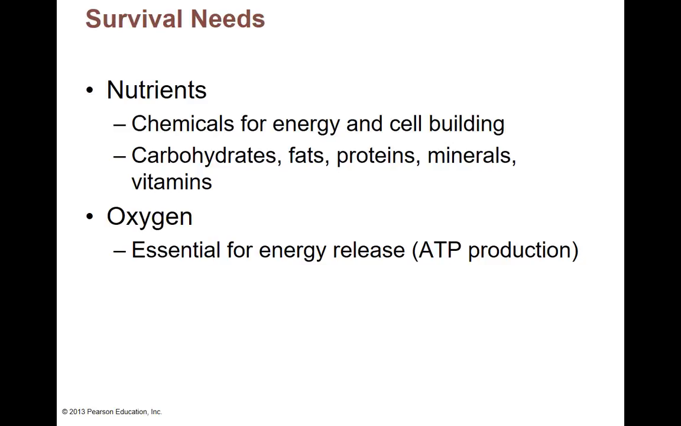Now, just some examples of some of these survival needs. Nutrients, yeah, we need chemicals for energy and cell building. It's why you have to eat three square meals a day, which includes carbohydrates, fats, proteins, minerals, and vitamins. Hopefully you eat somewhat healthy. We also need oxygen, or you cannot make ATP.